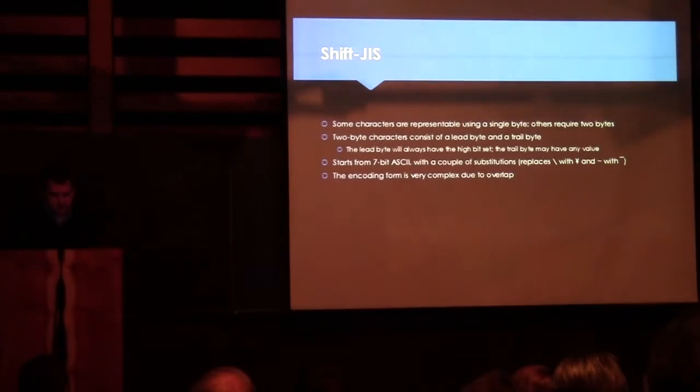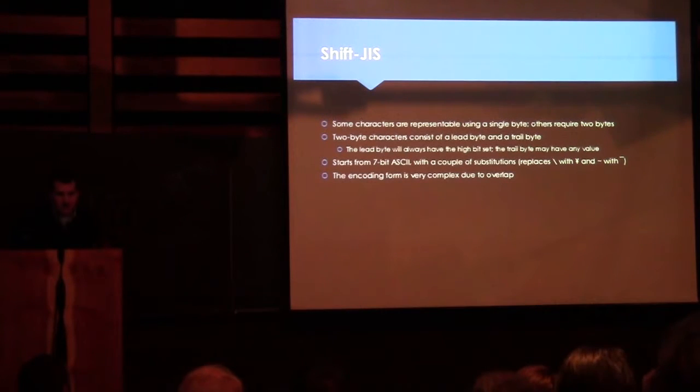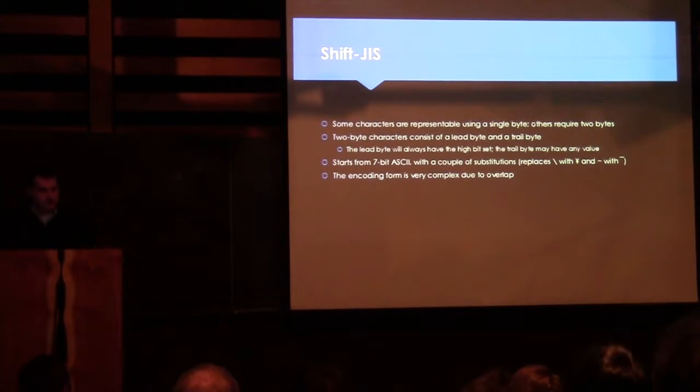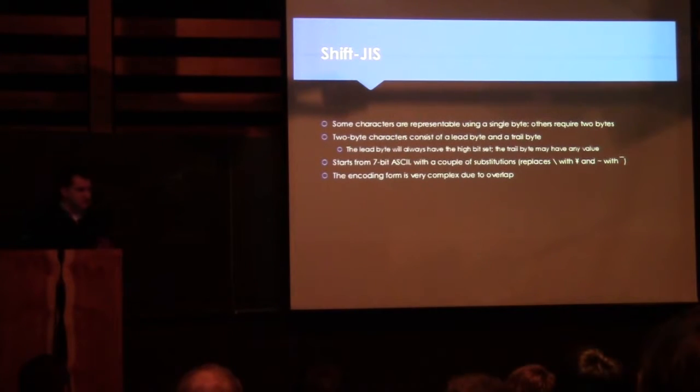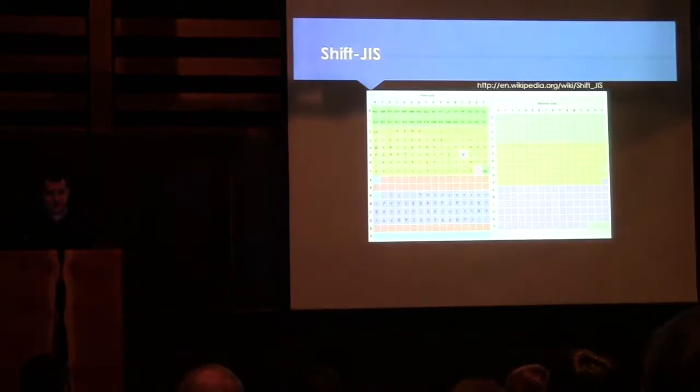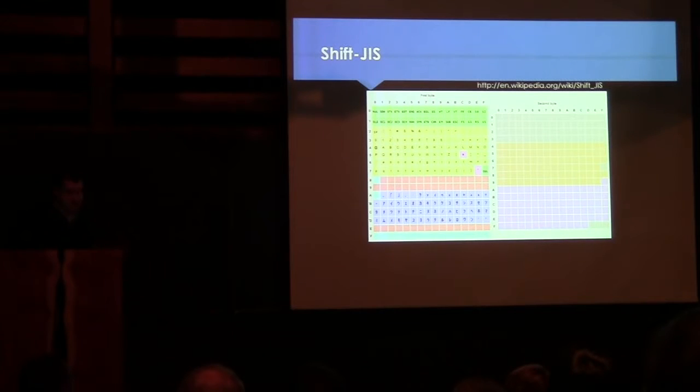So an example of this is the Shift-JIS encoding. In this encoding, some characters are representable using a single byte. So it's based largely on ASCII. If you have an ASCII string, it's represented using the same representation in this encoding. But it also has 2-byte characters consisting of a lead byte and a trail byte. The lead byte will always have the high bit set, and it's actually a subset of those, as we'll see in a moment. And the trail byte may have any value in this case. So this allows you to represent a ton of characters.